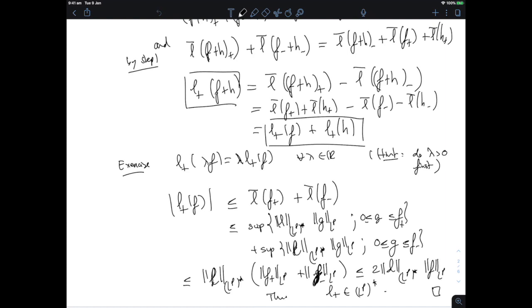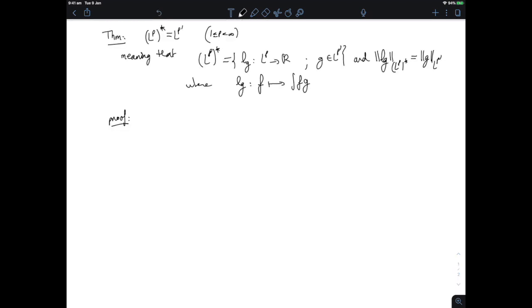Very good. So having done that, we can now go back and prove the theorem that tells us that the dual of LP is LP prime, at least when P is between 1 and infinity. We won't do the case P equal 1 in this course, but it works in a very similar way. Let's have a look. So step 1. In step 1, we're going to prove that LG is in LP star and the norm of LG in LP star is exactly the norm of G in LP prime. That's for every G in LP prime.